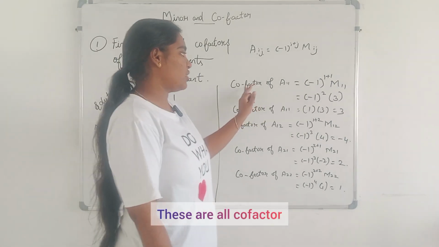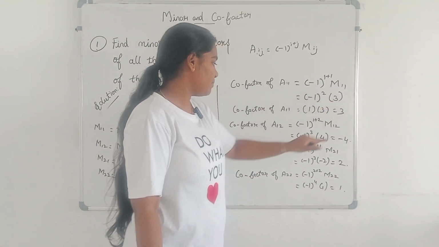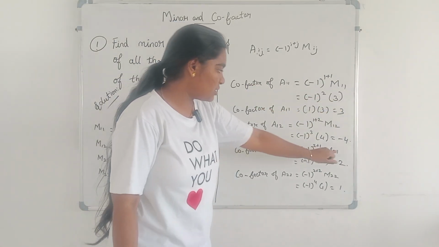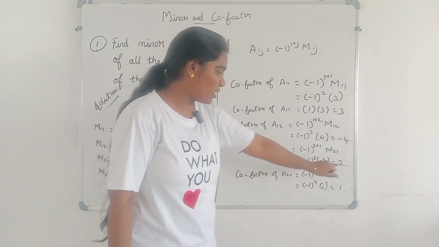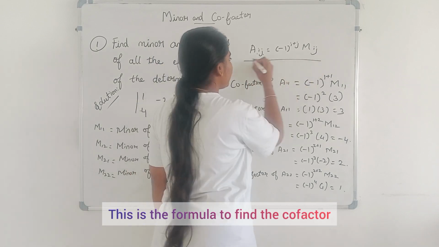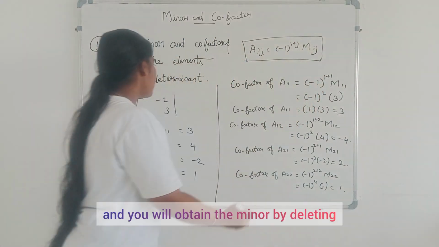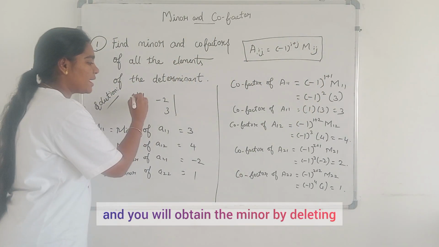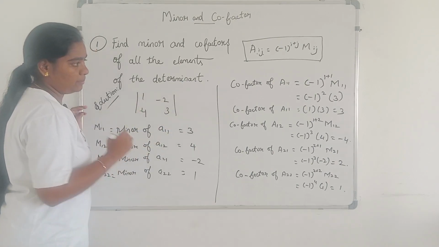These are our cofactors. Cofactor of A11 is 3, A12 is minus 4, A21 is 2, A22 is 1. This is the formula to find the cofactor, and you will obtain the minor by deleting the corresponding row and column.